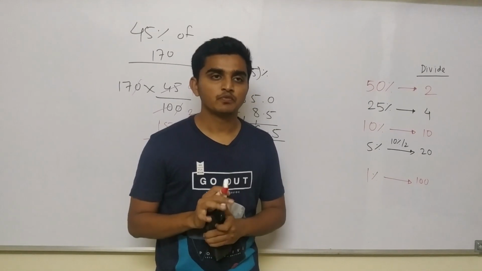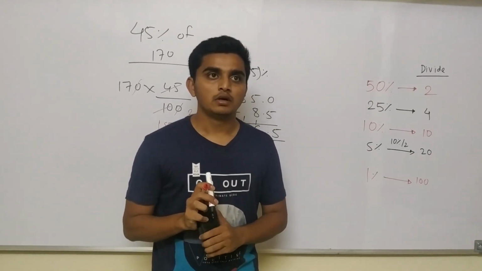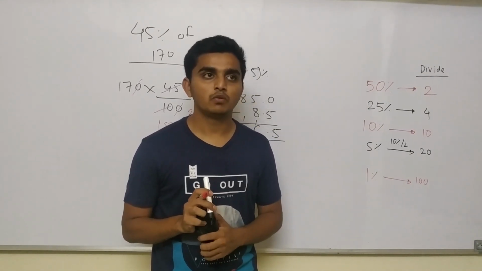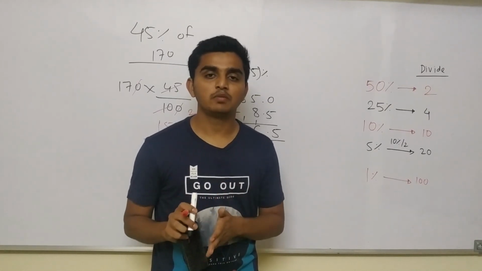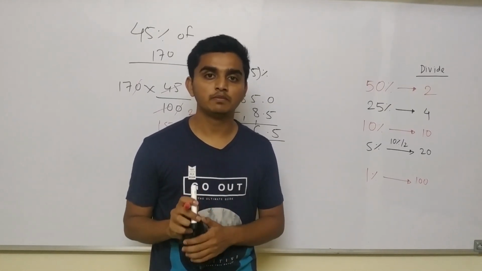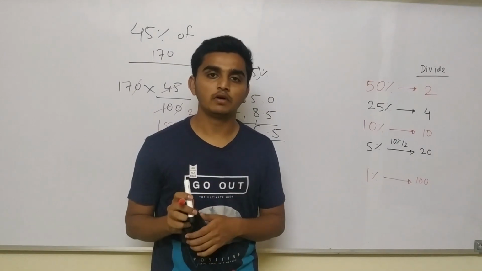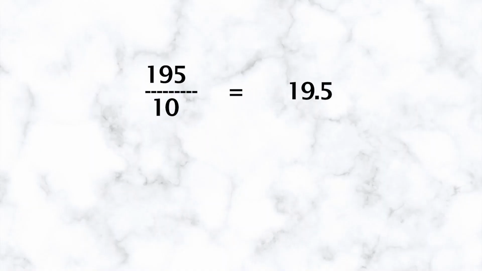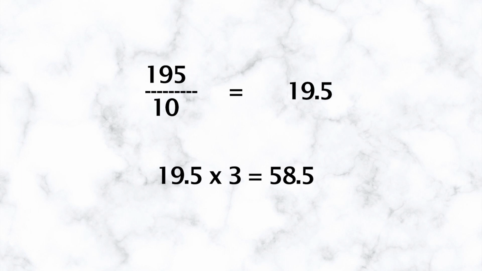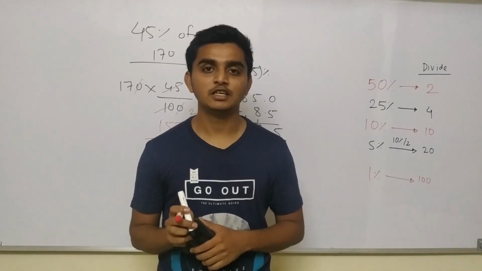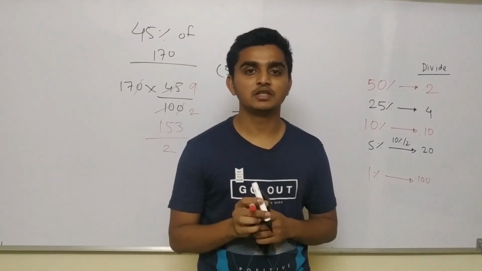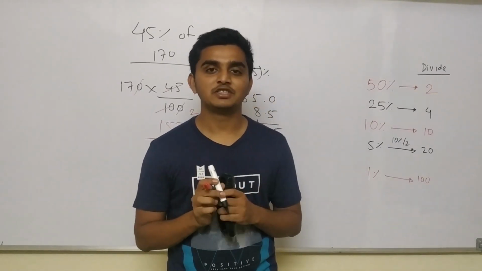For example, let us say what is 30% of 195. So 30% of 195 will be 58.5. How? 195 divided by 10 is 19.5. So that is 10%, and for 30% we multiply by 3. 19.5 times 3 is 58.5. So that's easy. You can do all sorts of examples in such a way for finding percentages.